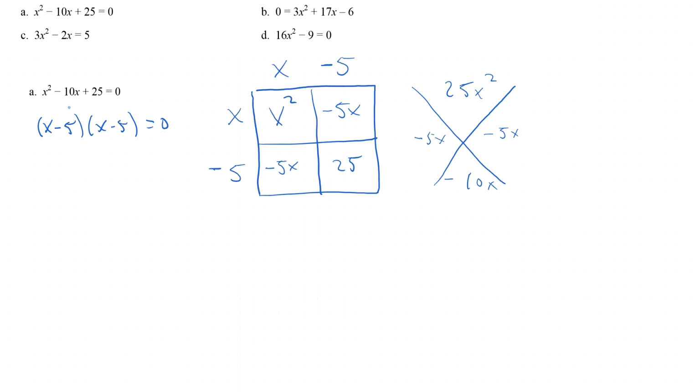Some of you may have recognized that this was a perfect square. And then we set each one of the factors equal to 0, and since they're the same, we only need to do it once. X minus 5 equals 0. So then x equals 5. And that is our solution.